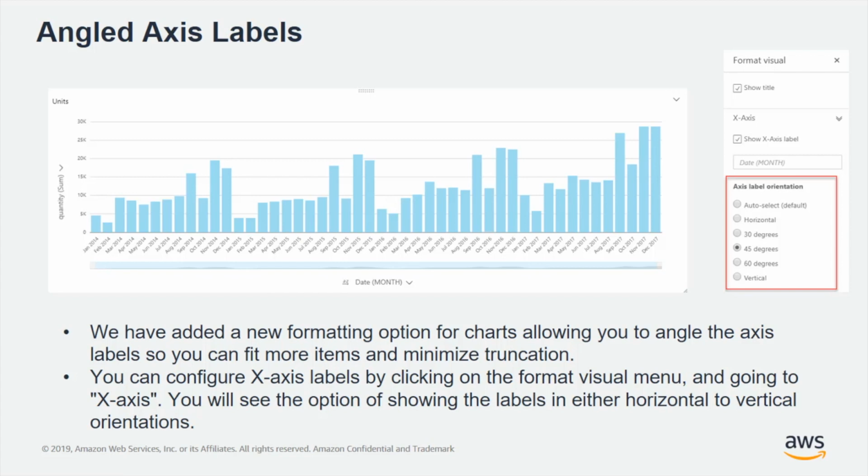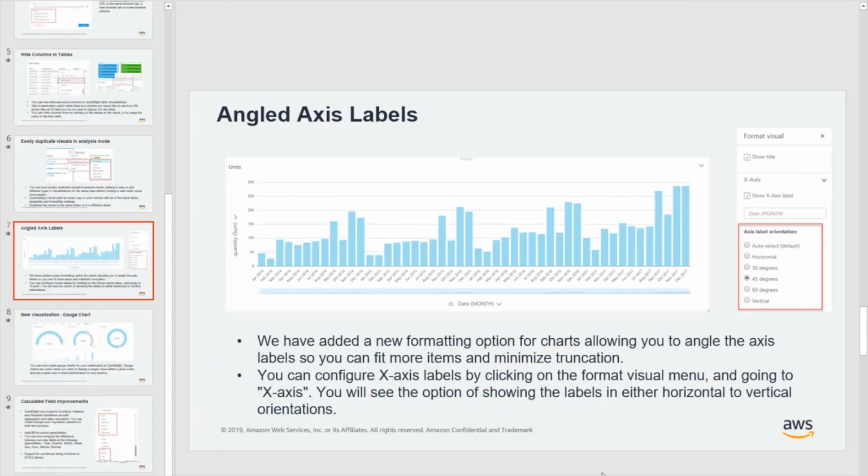So you have a lot of customization around the angles that are actually displayed there. You can leave it on auto select, you can choose 30, 45, or 60 degrees, or you can go vertical as well. And you can also use horizontal, which was kind of the previous behavior. So let's take a look at how this one works.